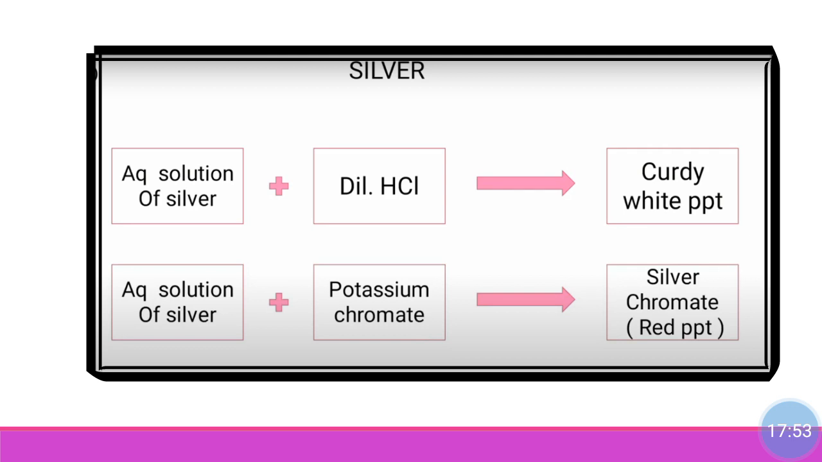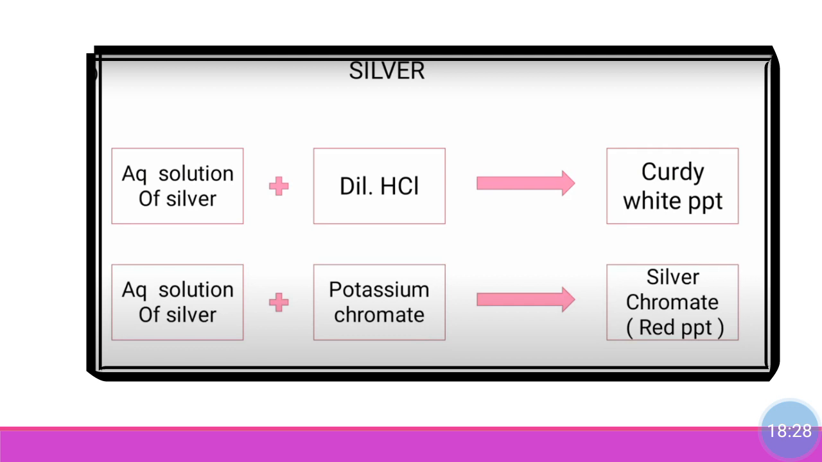So when this aqueous solution of silver reacts with dilute HCl, hydrochloric acid, there will be a formation of a curdy white precipitate. Then when it reacts with potassium chromate, there will be a formation of a red precipitate of silver chromate. So two tests are there. First test is with the dilute HCl and second test is with the potassium chromate.